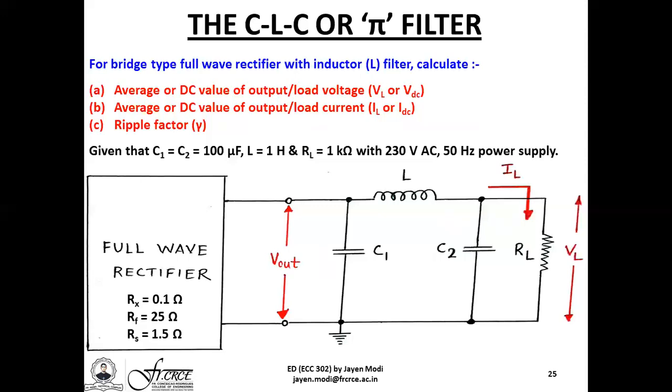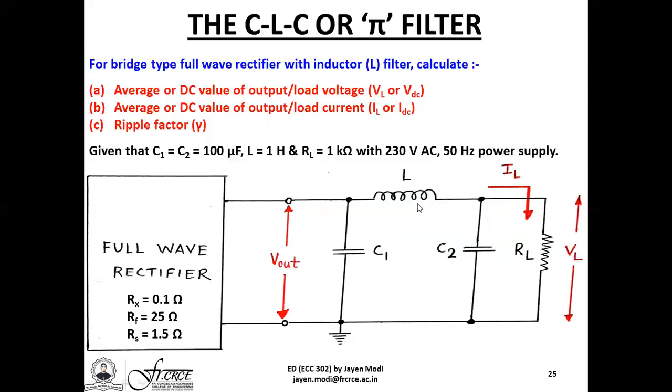This is a typical homework based problem for a capacitor inductor capacitor, that is the CLC or the pi filter. The data given to us is that the filter component values C1 and C2 are both the same at 100 microfarads. You have L, the inductance, equal to 1 Henry.